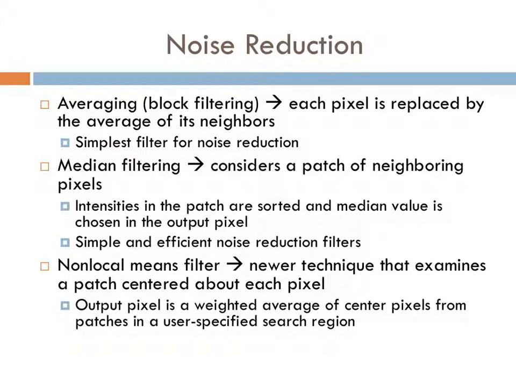Then there is the non-local means filter, which is a newer technique that examines a patch centered about each pixel. The output pixel is a weighted average of center pixels from patches in a user-specified search region. Patches of similar contrast and intensity are more heavily weighted in the non-local means filter technique. The idea behind non-local means is that the similar patches will wash out the noise when averaged. Patch size and search region influence the quality of results and the processing time.